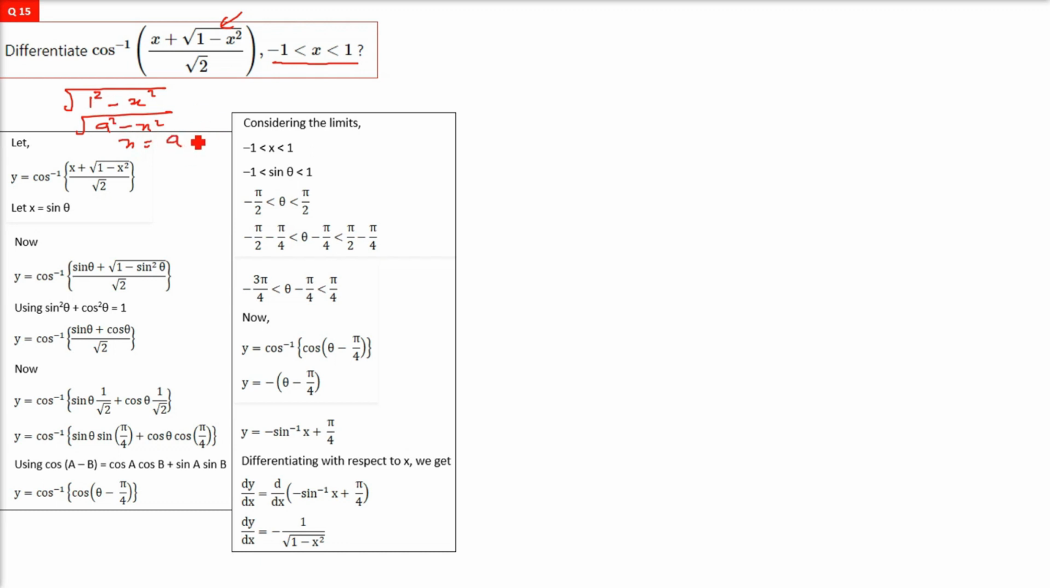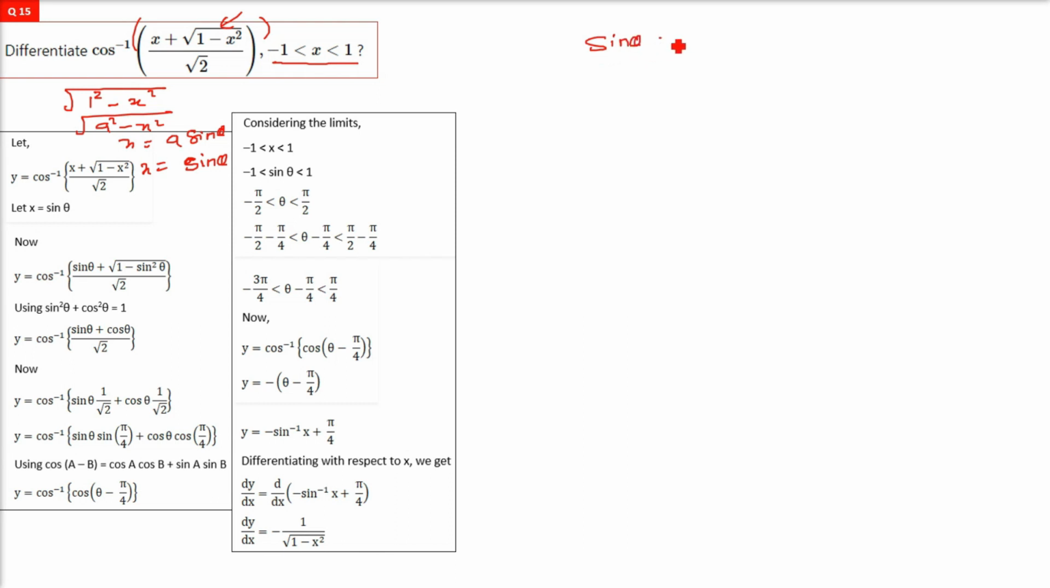But people are solving using x equals cos theta also. That will just add a bit of complexity, but you don't have to worry about it. Whenever you get this, always put x as sine theta. That has to be de facto.